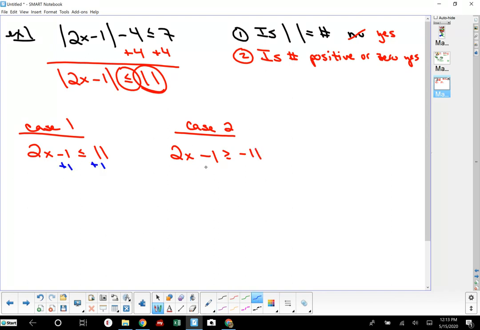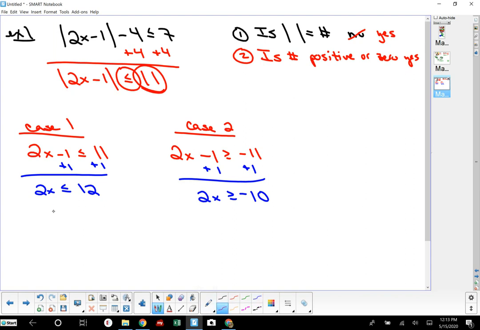Add a 1, add a 1, add a 1, add a 1. So we get 2x is less than or equal to 12. 2x is greater than or equal to negative 10. Divide both sides by 2, and you get x is less than or equal to 6. X is greater than or equal to negative 5. All right, again, I skipped a step. If you can't, make sure you show it.